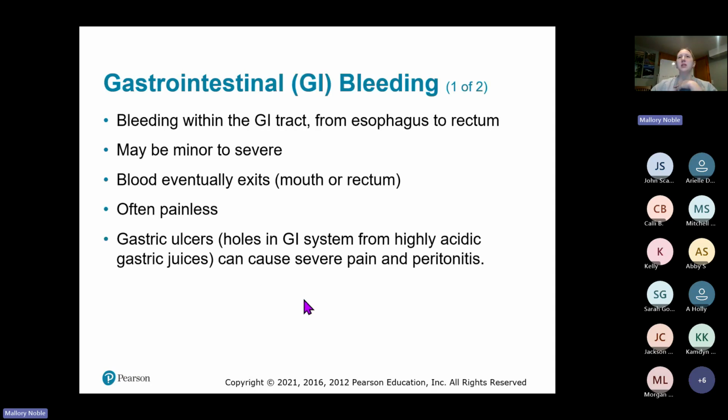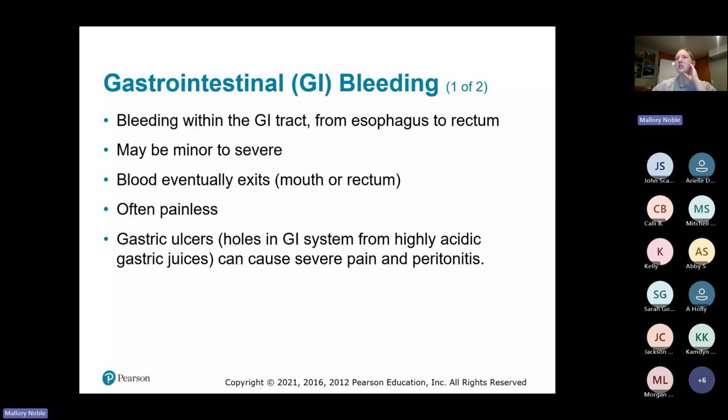Gastrointestinal bleeding or GI bleeds. This is bleeding anywhere within the GI tract. Where is our GI tract? Well, it is from the esophagus all the way down to our natural exit point. It can be anywhere from minor to severe, causing little issues to major issues. Blood eventually will leave the body if it's in the GI tract.